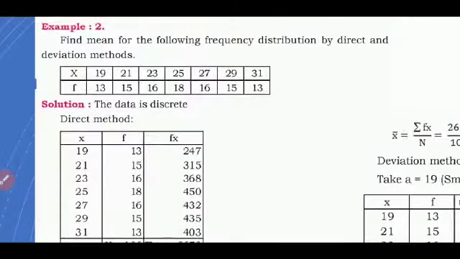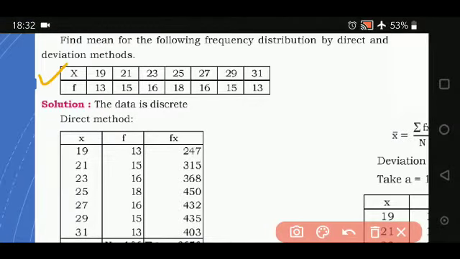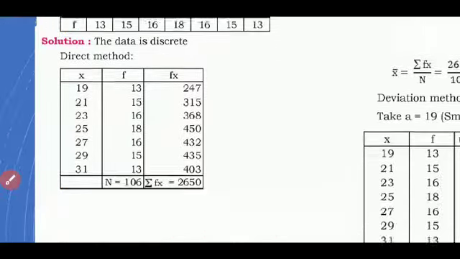Now the second example is: find mean for the following frequency distribution by direct and deviation method. First let me tell you all what this data is. It's a discrete data. If only x and f are given to you, no class interval, it is a discrete data, but it's a grouped data. So we will see how we write this.